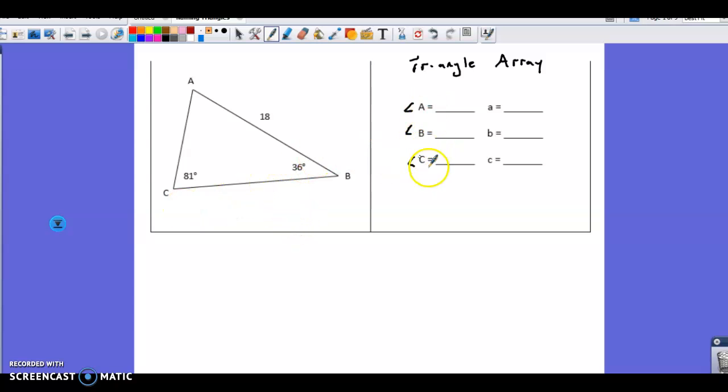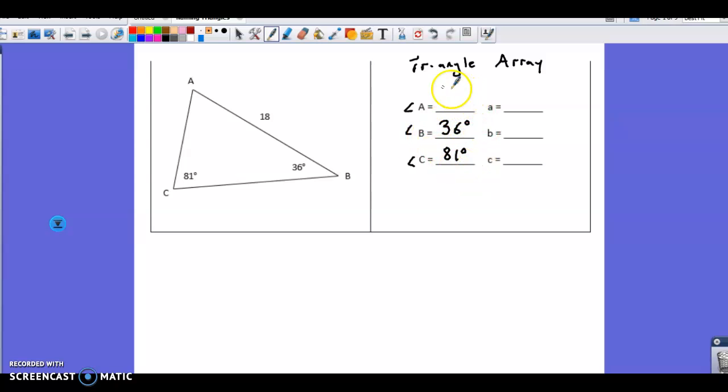All right, so angles are always easy. They are labeled with degrees. They'll be inside the triangle for the most part, unless there's a picture with an arrow showing you. They are the capital letters. So angle C is 81 degrees. Angle B is 36 degrees.